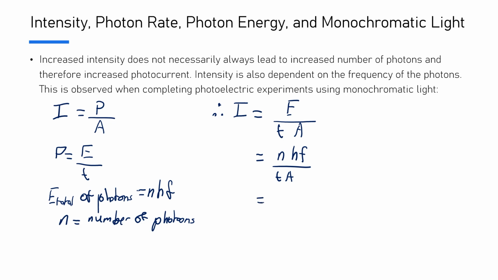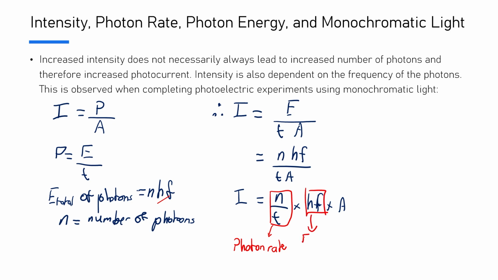Now what I'm going to do is I'm going to separate out the formula into some chunks. I'm going to say that the intensity of light is equal to N on T multiplied by HF, all over A. And there's a reason why I'm doing this, because essentially this N on T value we could say is the photon rate. How many photons are striking the surface every second? We've also got HF, which is the energy of one photon. We've also got A, which in this scenario we're going to assume is a constant. That's going to make this last little bit a bit easier to work with.